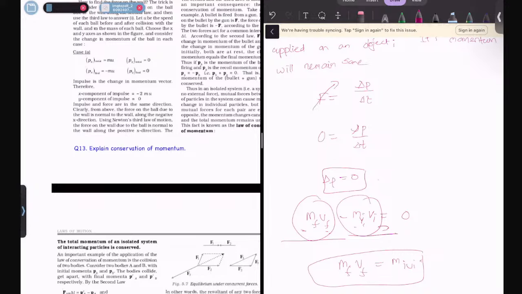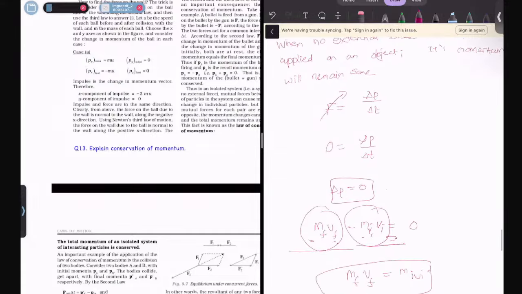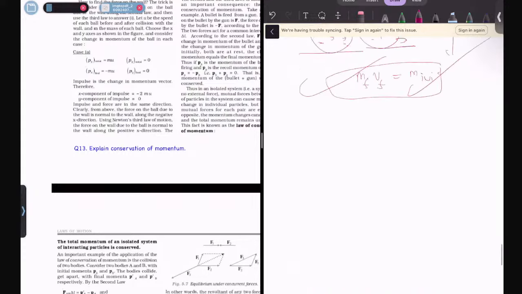This is nothing to mug up, guys. Just learn the concept. What is the concept here? When no external force is being applied on an object, the momentum will remain the same. This is what is conservation of momentum. Momentum is being conserved. Why is it conserved? No force is applied here. So final momentum is equal to initial momentum.